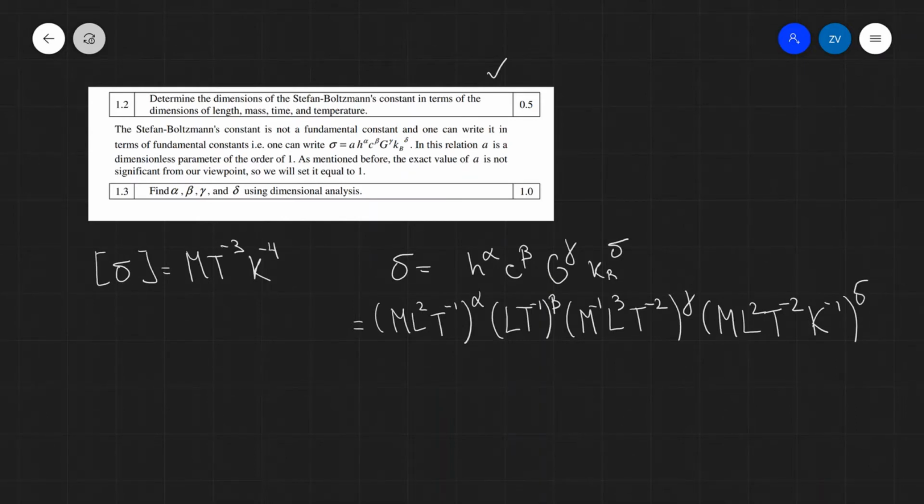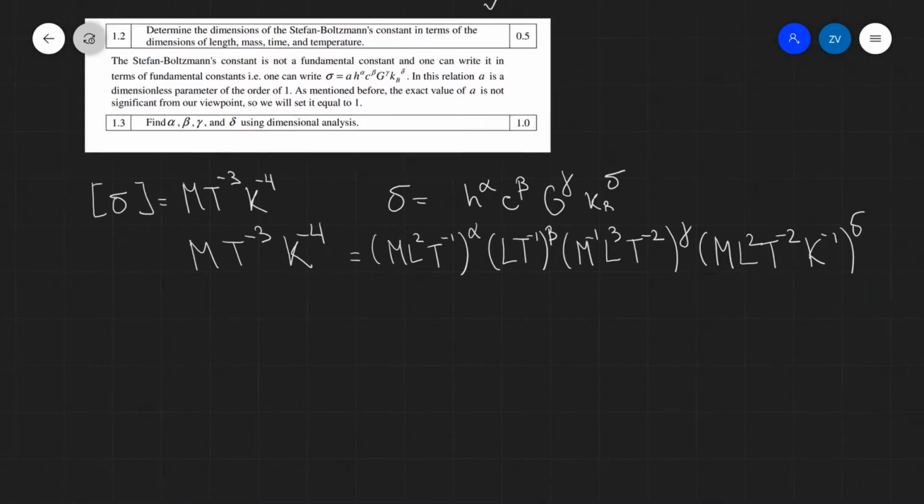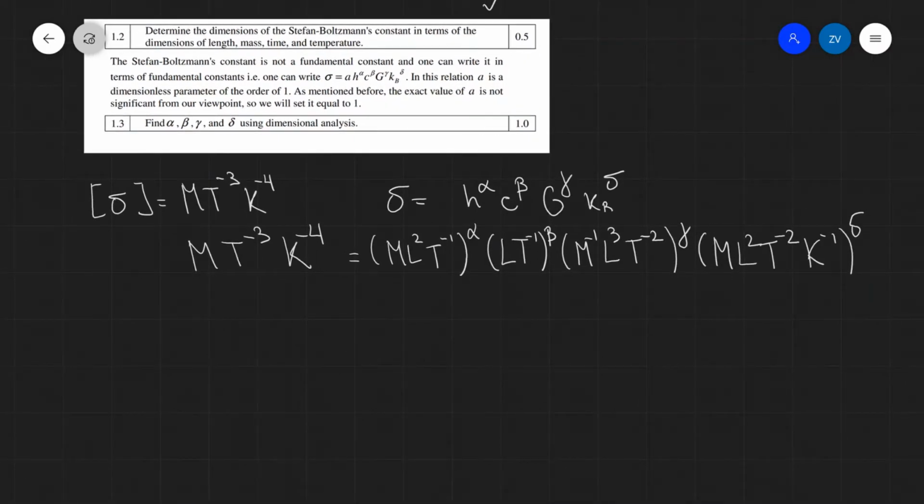Okay, so we've got a good mathematical problem, and that is that the units of all of these, all of these dimensions multiplied, have got to equal m t to the power of minus 3 K to the power of minus 4. We like a good challenge. Let's solve it. Now the next thing I'm going to do is expand out those brackets.